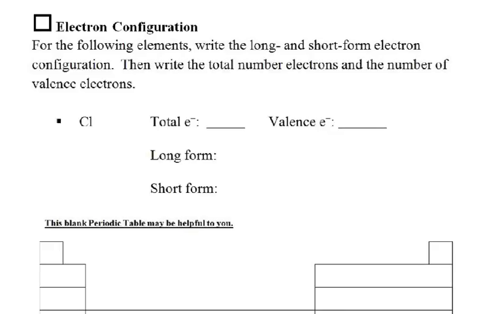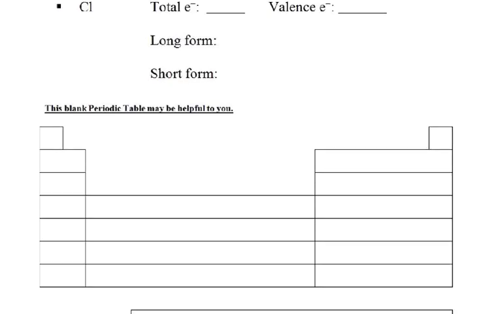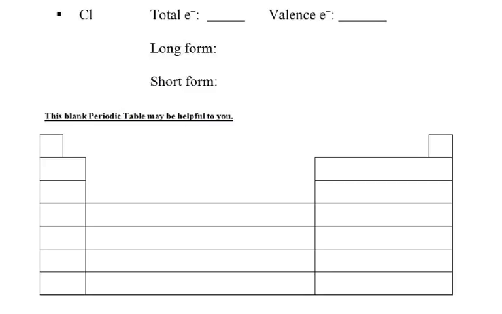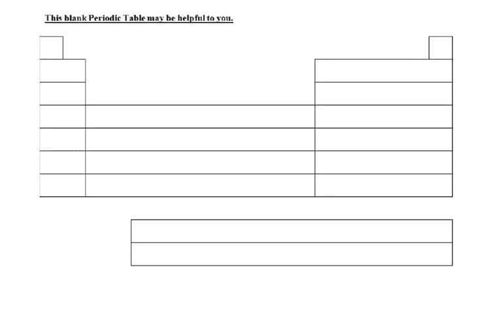On the next question, for electron configurations, we want to do the following: the long form, short form, total valence electrons, total number of electrons. So our first one here is chlorine. And for chlorine, using this blank periodic table is going to be useful, and this exact table will be on the test for you.